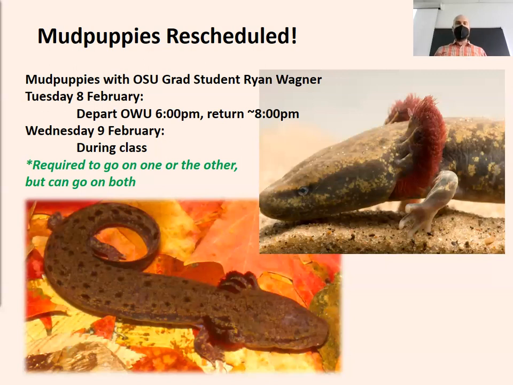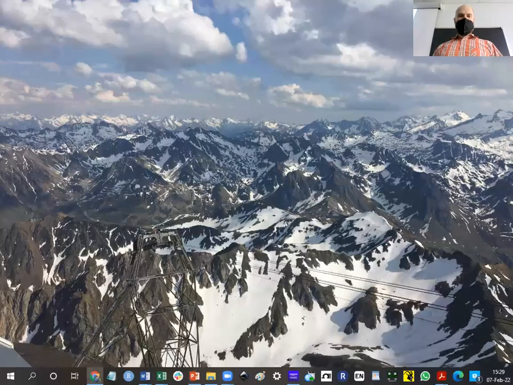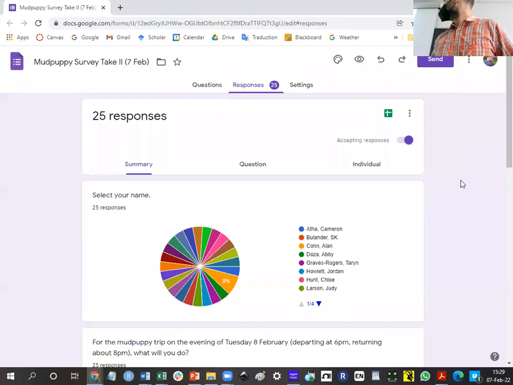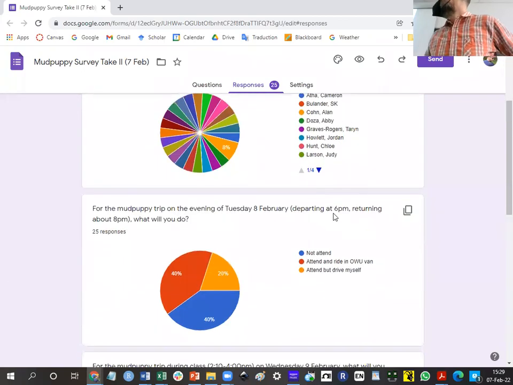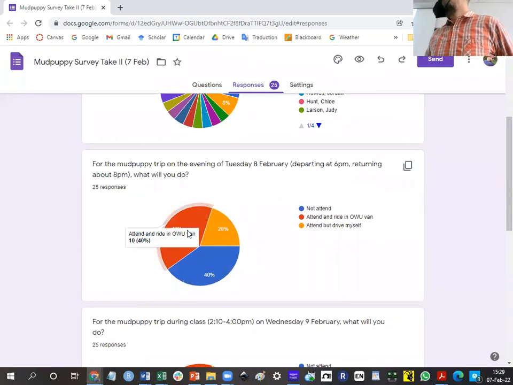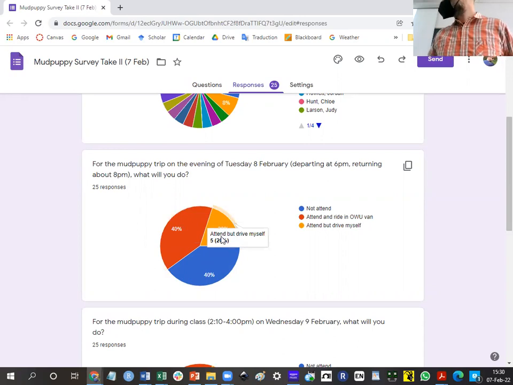Again, there'll be an evening and a day trip for this. I'm going to reference right now this survey, and I'll put this up to make sure that we can accommodate everyone. I've got 25 responses, so there's a couple of you that didn't do this survey. I'll have to figure that out. But what I want to look at is in the evening, I've got 10 of you are going to go in the Obu van, which is great because I have a 12-passenger van plus me, so I can accommodate 11. And then a couple people are going to drive yourself.